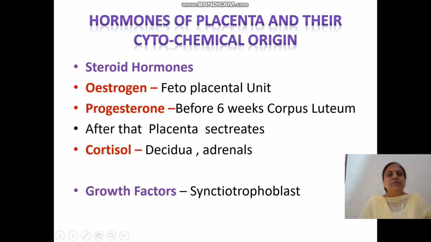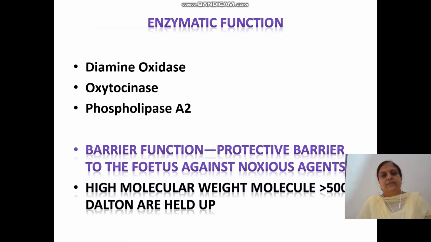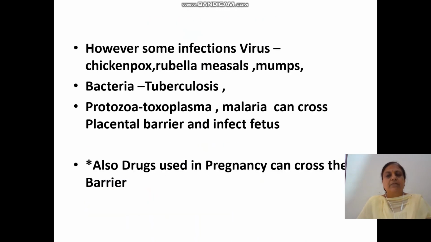The main steroid hormones are estrogen, progesterone, and cortisol. Estrogen is secreted by the fetoplacental unit, progesterone till 6 weeks by the corpus luteum and thereafter by the placenta. Cortisol is secreted by the decidua and the adrenals. Growth factors are secreted by the syncytiotrophoblasts. The placenta also has enzymatic function, like it secretes diamine oxidase, oxytocinase, and phospholipase A2. Placenta has a barrier function, a protective barrier to the fetus against noxious agents. High molecular weight molecules, which are more than 500 daltons, are held up, thus protecting the fetus against these heavy molecules.